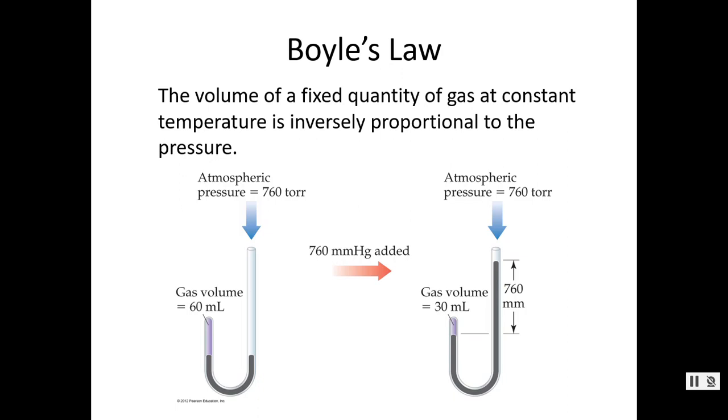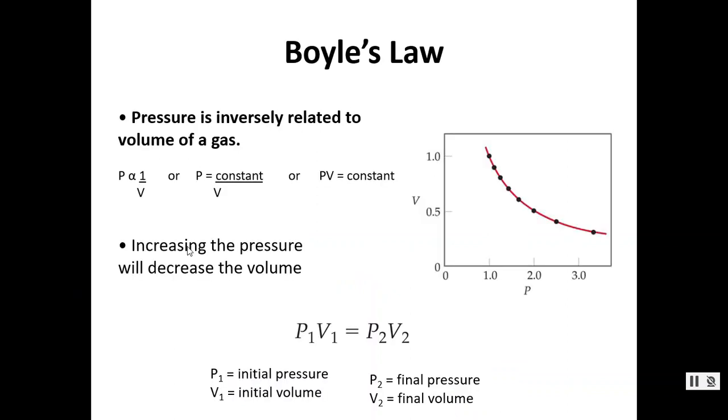So that observation can be put into a mathematical expression that is known as P1V1 equals P2V2, where if you have some initial pressure of a gas with an initial volume, if you change the pressure of that gas to some final value, that volume will also change as an inversely proportional relationship. So P1V1, initial pressure times initial volume, is equal to P2V2, final pressure times final volume.